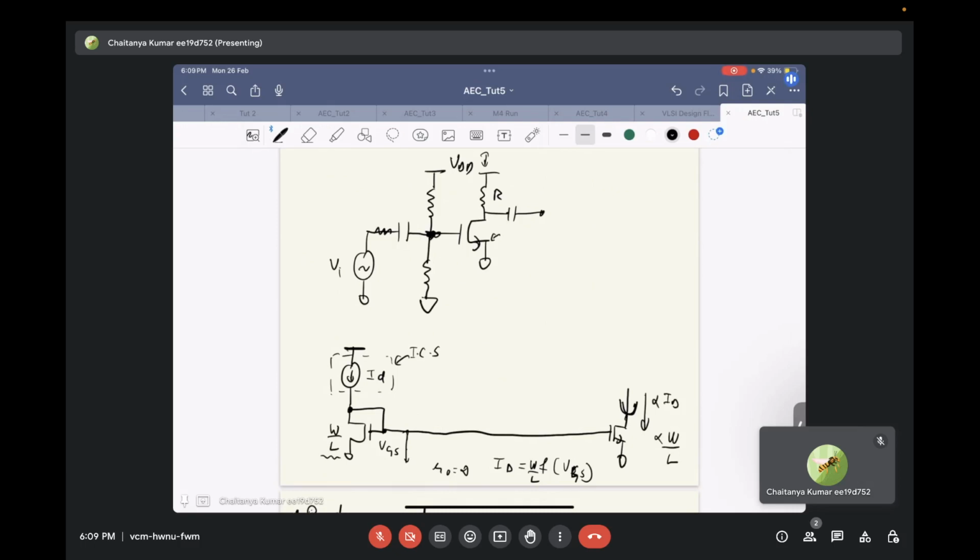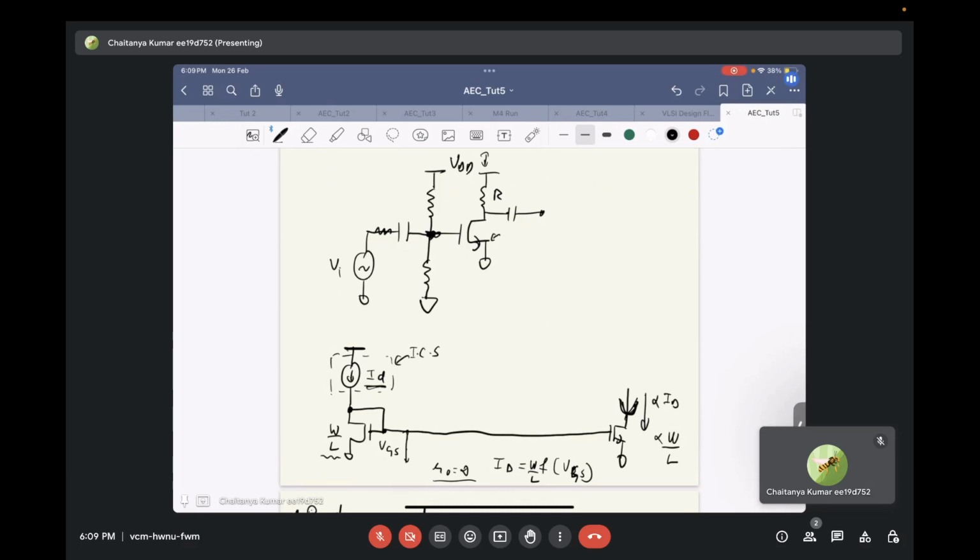As long as this ID remains constant and the output resistance of the transistors is infinite, your current also will be constant at a fixed value of alpha times ID. So this is how, with one good fixed current source, you can generate multiple copies and provide them across the circuit in order to bias the circuit.